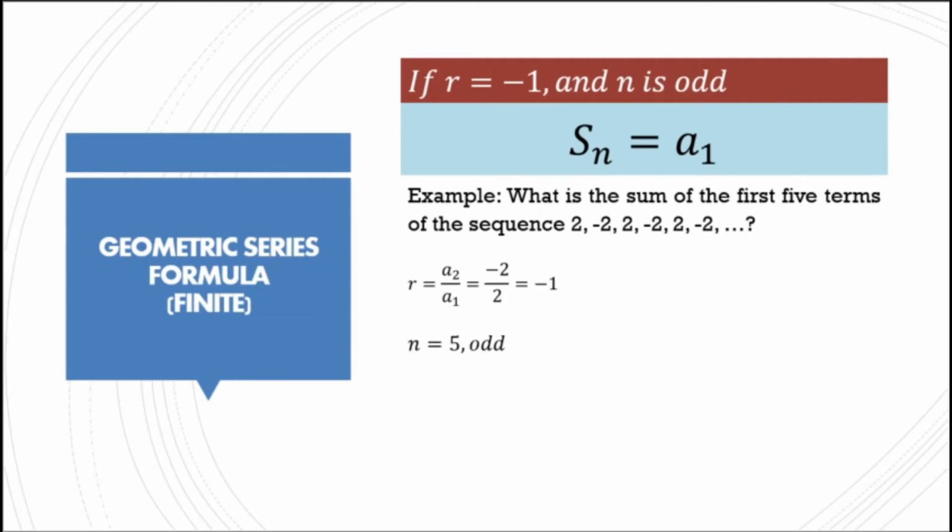Then for n, we have 5, as we are looking for the sum of the first 5 terms, and 5 is an example of an odd number. And since we confirm that r is negative 1 and n is odd, we can already tell that the sum of the first 5 terms in the sequence 2, negative 2, 2, negative 2, and so on and so forth is positive 2, as we just simply substitute a sub 1 in the formula.